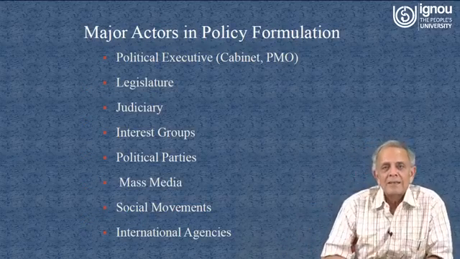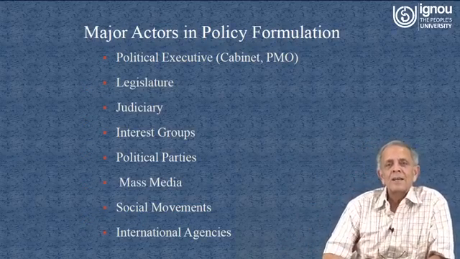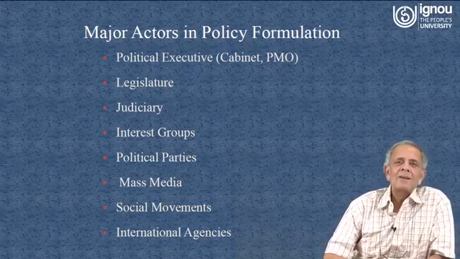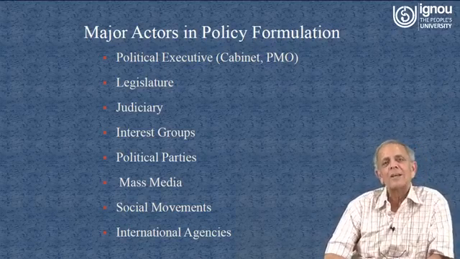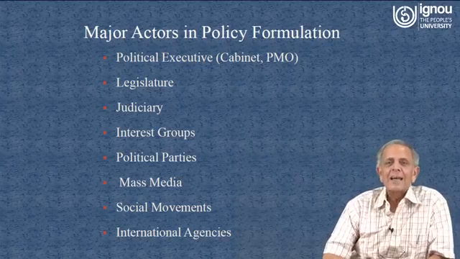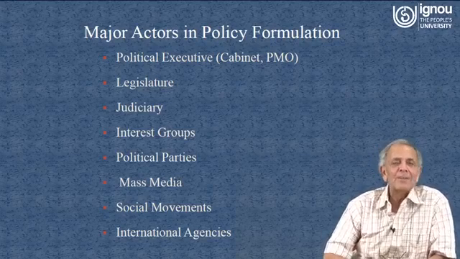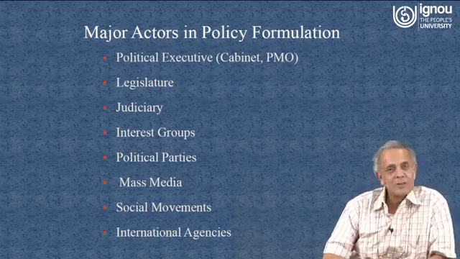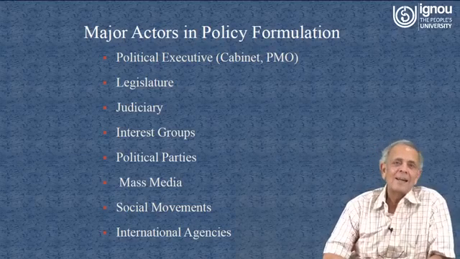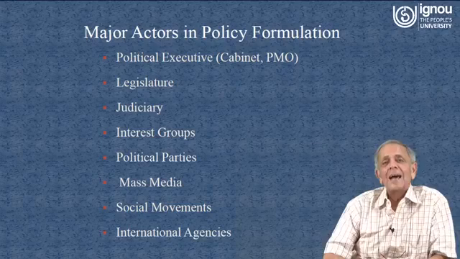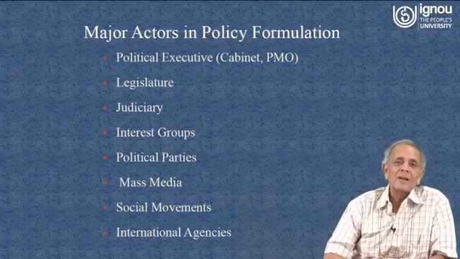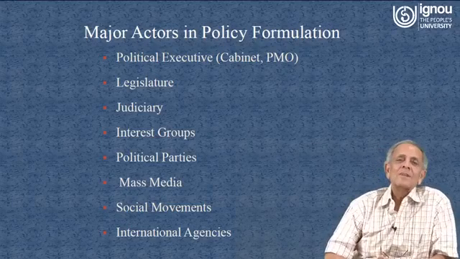Which are the major actors in policy formulation? It is the political executive, where there is a cabinet, where there is a PMO. PMO has more of a role to play. Cabinet is supposed to take stock of everything, and nothing can move unless the cabinet decides about that. And of course, under the given circumstances, unless the Prime Minister, who is also the chair of the cabinet, approves, the proposal cannot move forward. Then of course, the legislature.